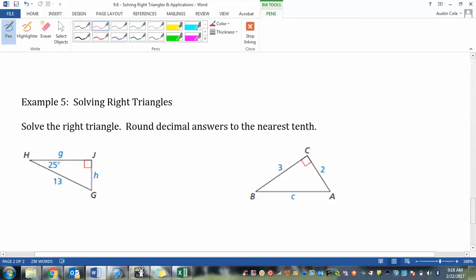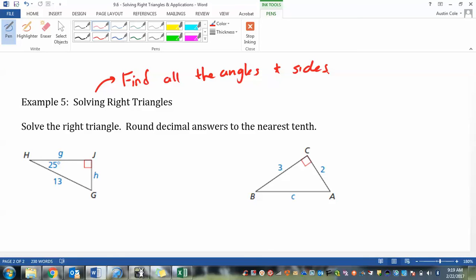Solving right triangles. Guys, the word solving or triangle, that means find all the angles and sides. It says, hey, solve that triangle. I want to find all the angles and I want to find all of the sides. So this is round to the nearest tenth. I like hundredth. We're going to do hundredth.